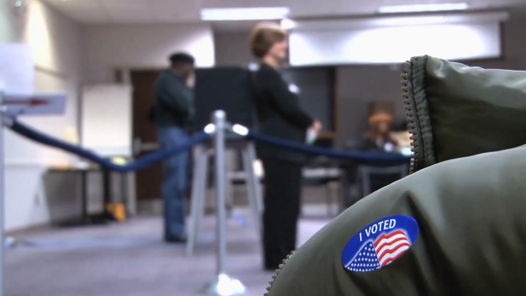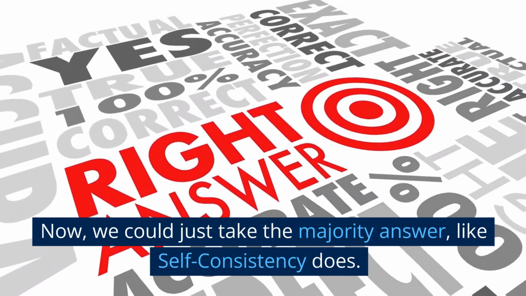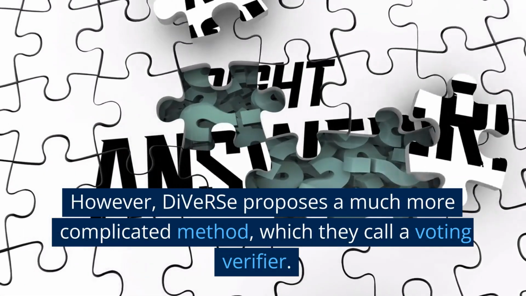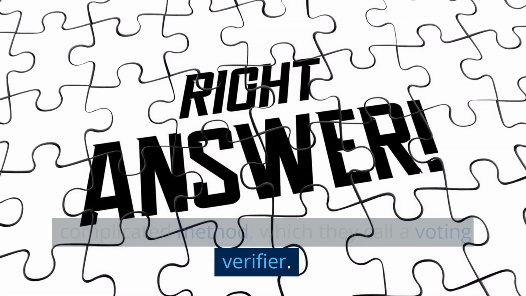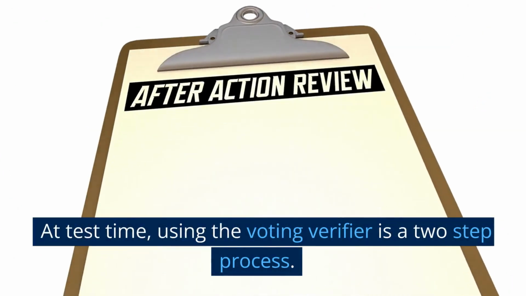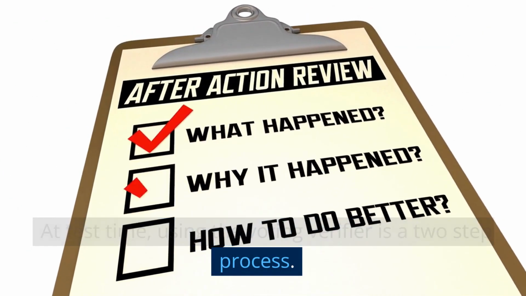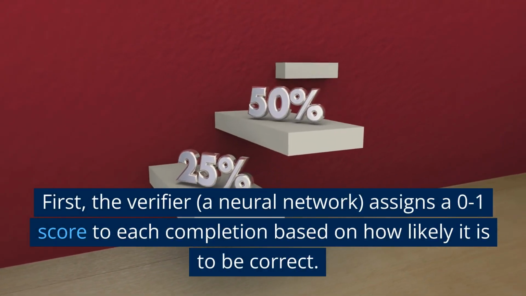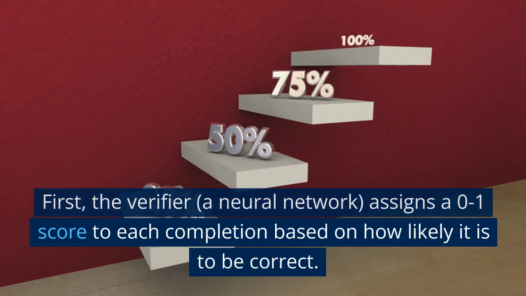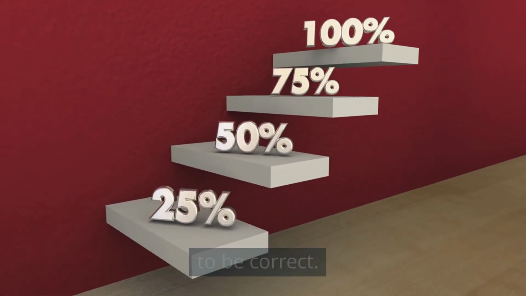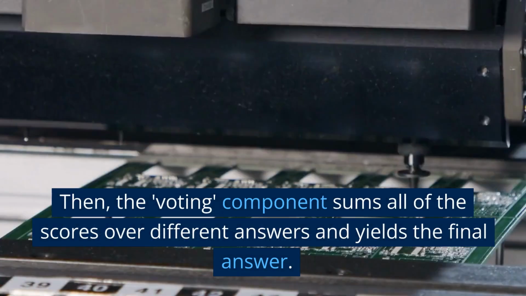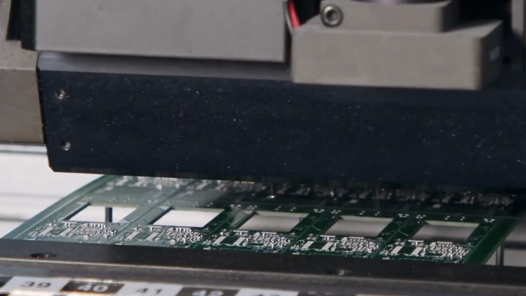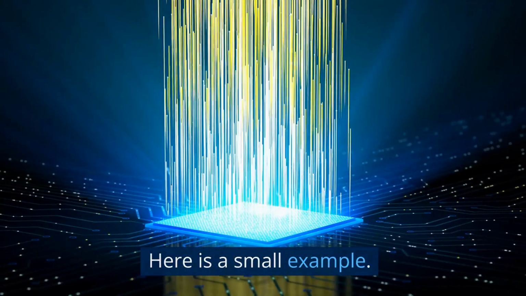Voting verifier. Now, we could just take the majority answer, like self-consistency does. However, Diverse proposes a much more complicated method, which they call a voting verifier. At test time, using the voting verifier is a 2-step process. First, the verifier, a neural network, assigns a 0 to 1 score to each completion based on how likely it is to be correct. Then, the voting component sums all of the scores over different answers and yields the final answer.